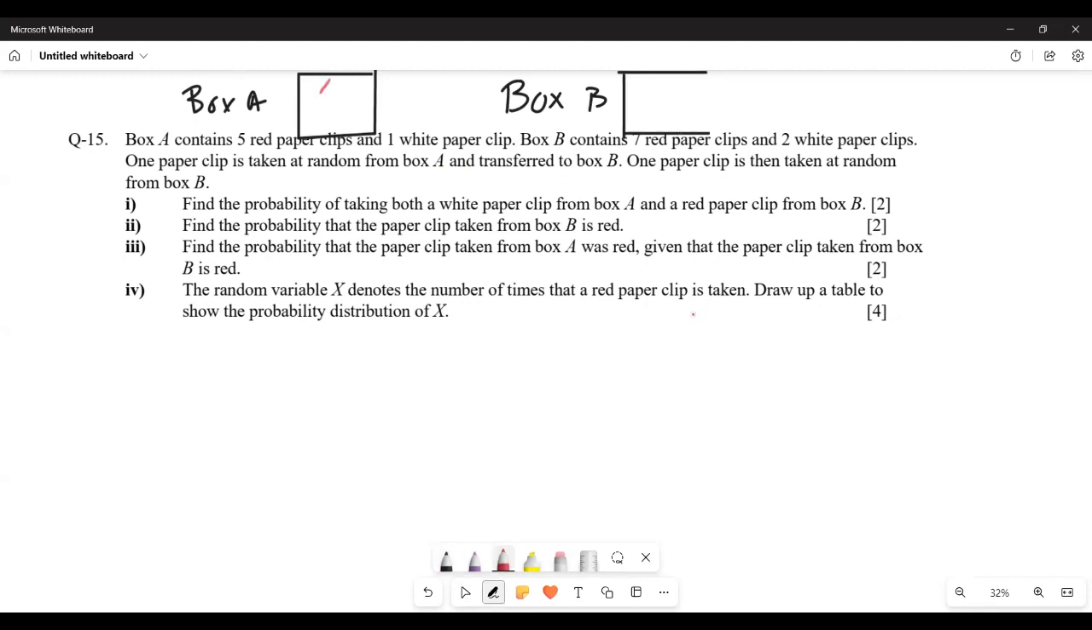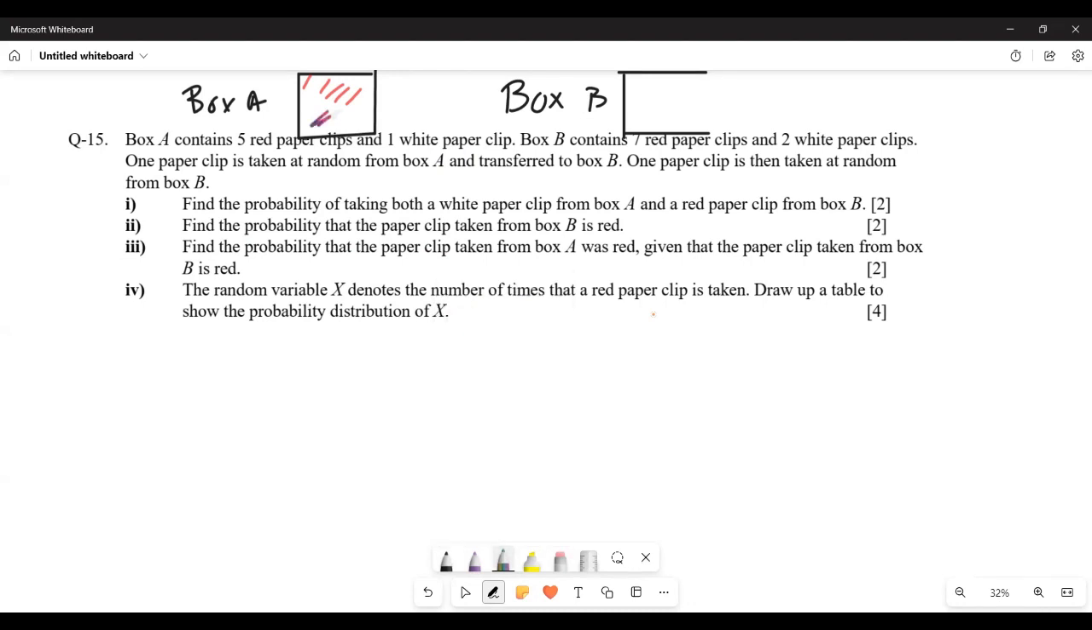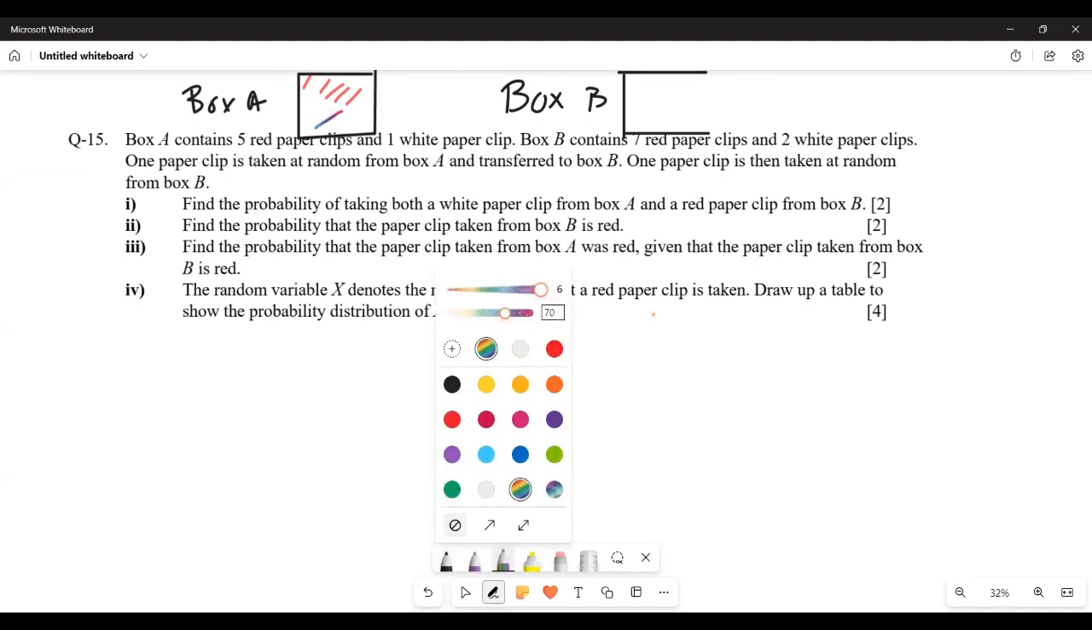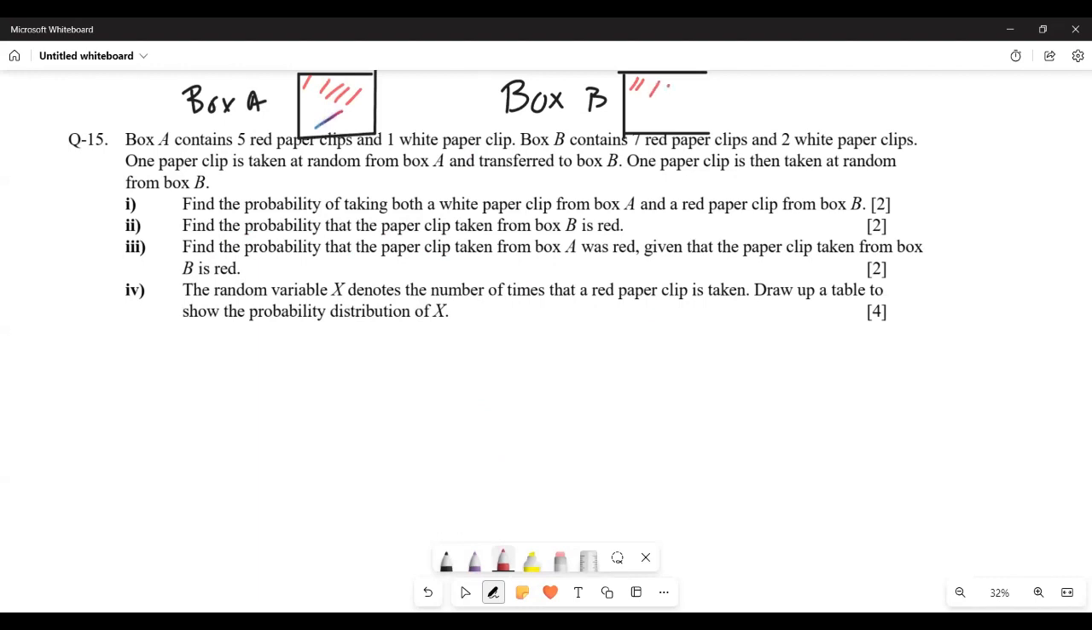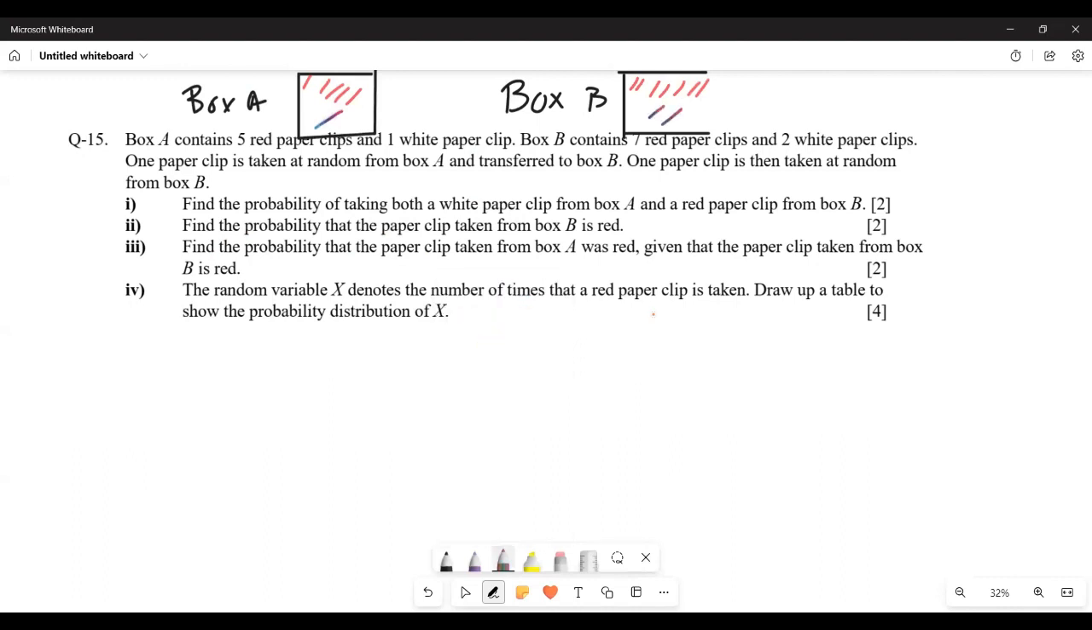5 red and 1 white. I'm doing gray here. नजर ही नहीं आ रहा gray. Let's use some other color. Okay. And box B contains 7 red, 1, 2, 3, 4, 5, 6, 7, and 2 whites. Sorry, 2 whites, not gray, whites. Okay.